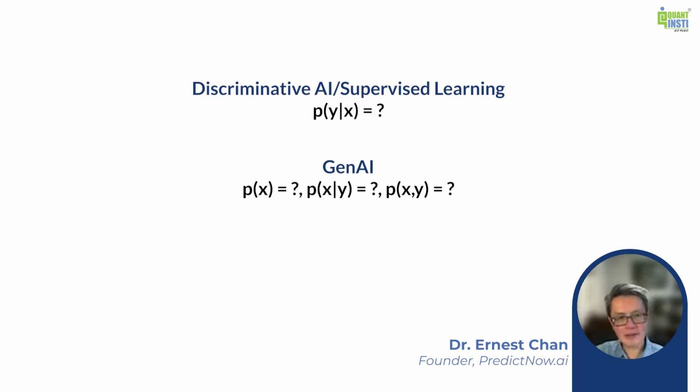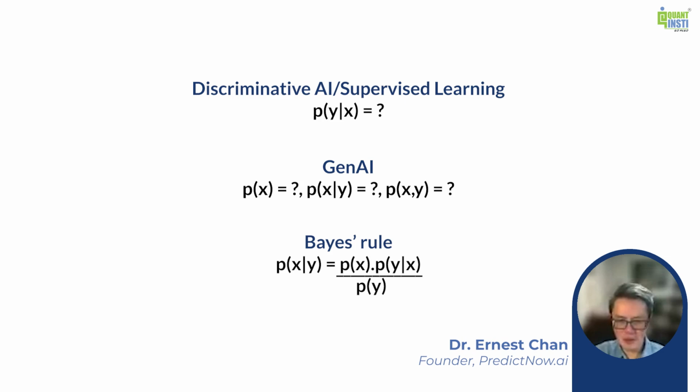Well, GenAI asks the following question. What about P of X? What about the distribution of your features or your predictors? What about P of X given Y? That is, given that you know the outcome, let's say historically you know the outcome, what about the conditional distribution of X? In general, what about the joint distribution of X and Y? All these probabilities are related by Bayes' rule, as you must know. They are related, but we seldom ask these questions in supervised learning. We always focus on P of Y given X.